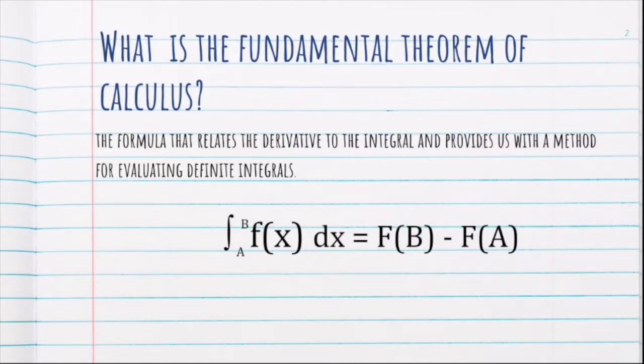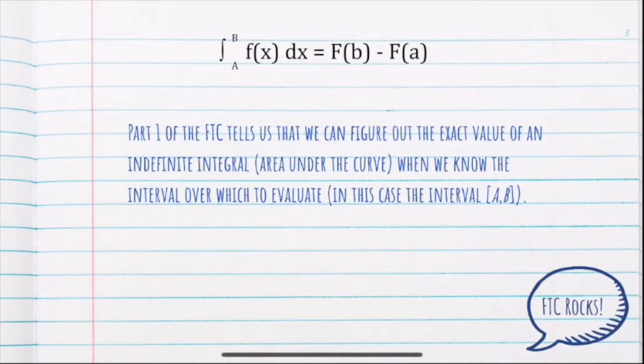So this right here at the bottom is the formula for the fundamental theorem of calculus. Once again, up top you have the formula for the fundamental theorem of calculus. Part 1 of the FTC tells us that we can figure out the exact value of an indefinite integral, which can be used to find the area under the curve when we know the interval over which to evaluate. In this case, it will be the interval a and b.